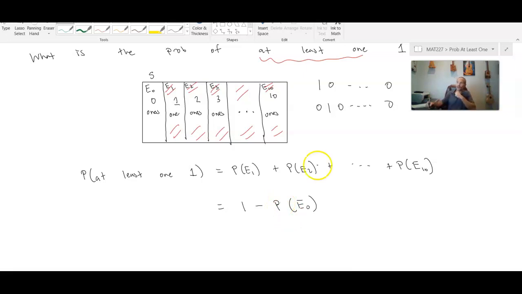Now, this could be the same thing for the probability of at least 1 or at least 2. Maybe we would have to add a couple of probabilities together and then subtract away from 1. But this would be a definitive way in order to solve that problem.